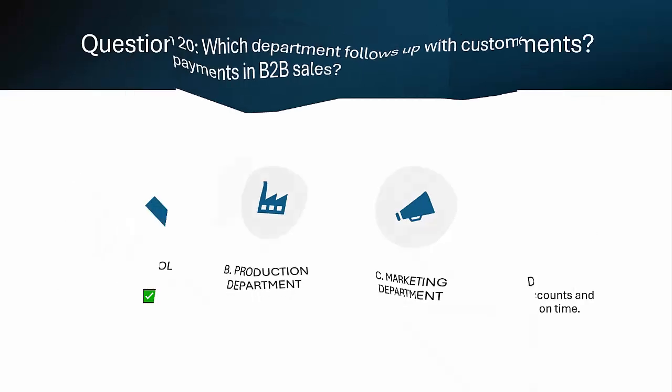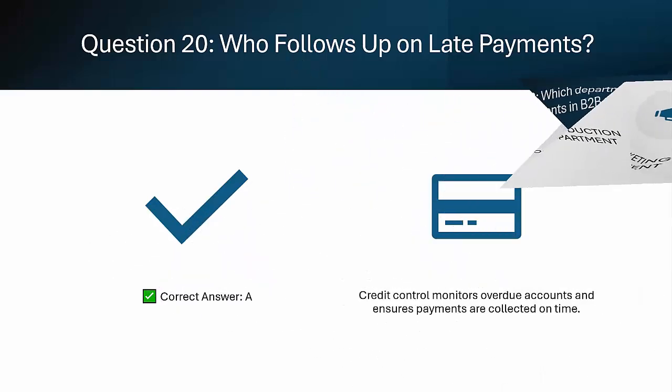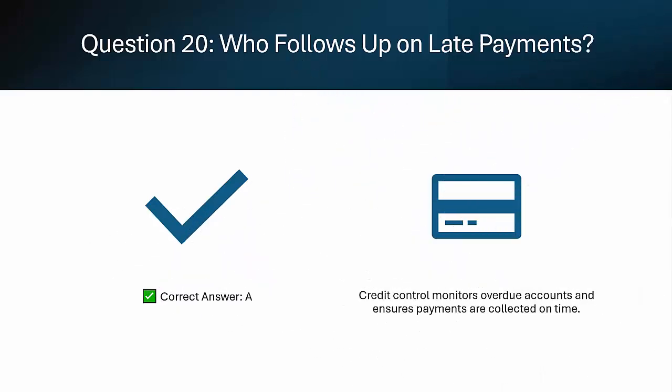Correct answer A. Credit Control Department. Why? In B2B sales, companies often sell to customers on credit, meaning the buyer gets the goods first and pays later. If a customer doesn't pay on time, the Credit Control Department is responsible for chasing the payment.